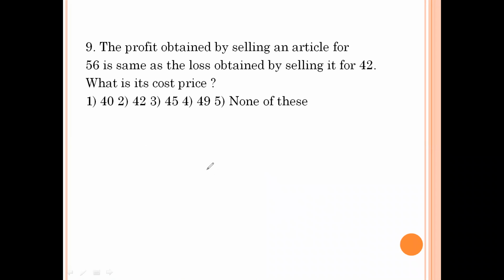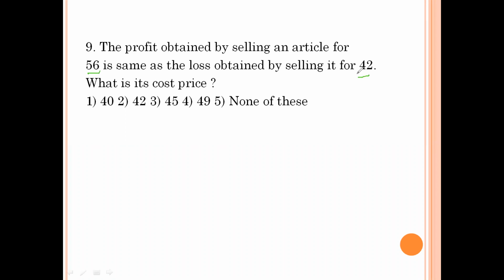The profit obtained by selling an article for 56 is the same as the loss obtained by selling it for 42. What is its cost price? This type of problem is very important from the examination point of view. The profit obtained by selling an article for 56 is the same as the loss obtained by selling it for 42.